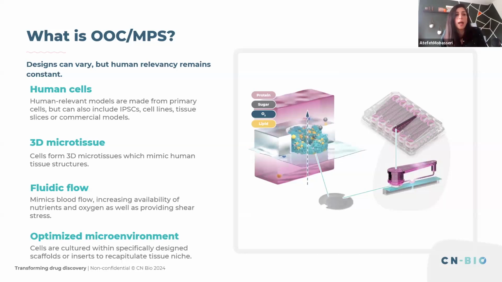tissue slices, and also it is possible to include 3D macro tissue and create the 3D macro tissue to mimic human tissue structure. Fluidic flow can be incorporated to mimic blood flow and to provide nutrients and oxygen and increase the viability of the cells. And sometimes it is possible to optimize this microenvironment to really recapitulate the human tissue niche.